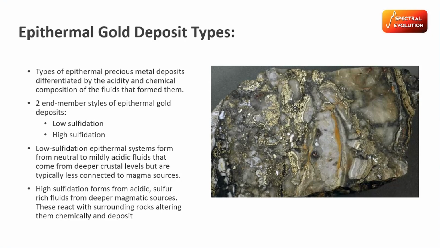Low sulfidation epithermal systems form from neutral to mildly acidic fluids that come from deeper crustal levels, but are typically less connected to magma sources. And high sulfidation forms from acidic, sulfur-rich fluids from deeper magmatic sources. These react with surrounding rocks, altering them chemically, and deposit there.